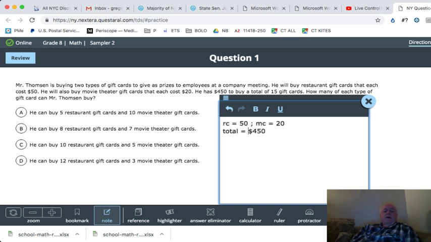And he is going to buy a total of 15 cards, which means the number of restaurant cards he buys and the number of movie theater gift cards he buys is going to be 15. He's not buying 10 cards, he's not buying 20 cards. It's telling us explicitly he's going to spend $450 exactly, not up to $450, and he's going to buy exactly 15 cards, some mixture of these cards. So how do we handle this? This is a good question. By the way, this one's closer to a SHSAT question.